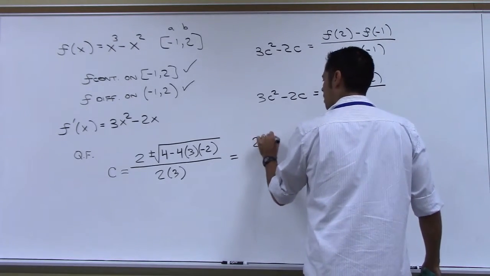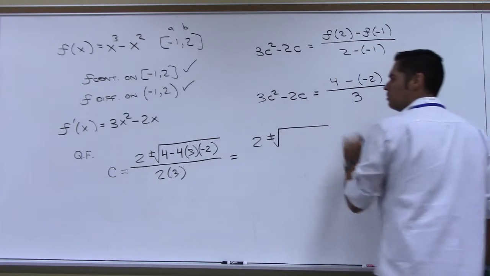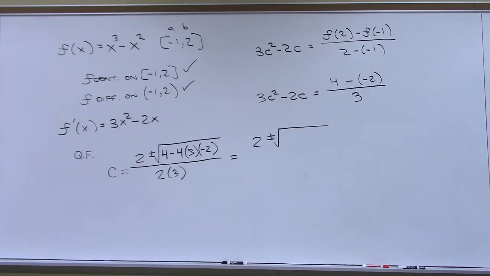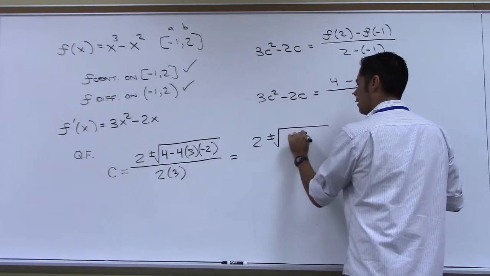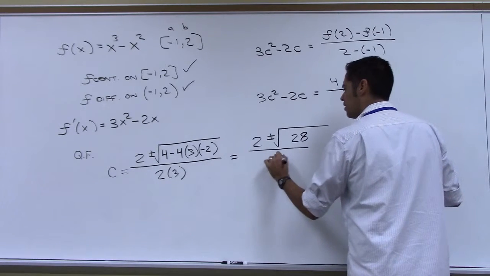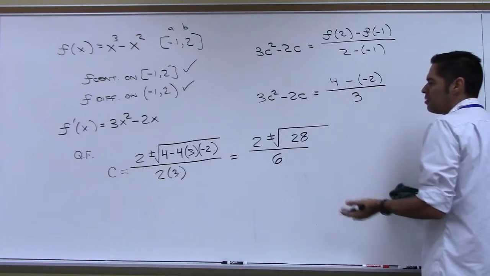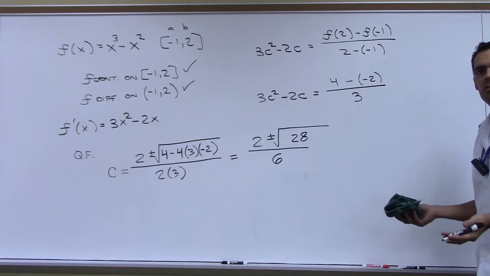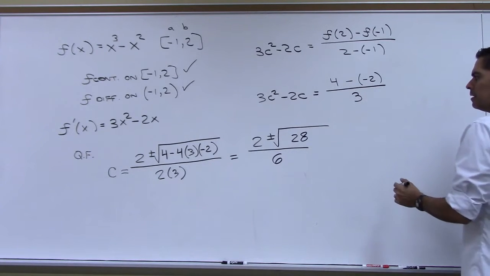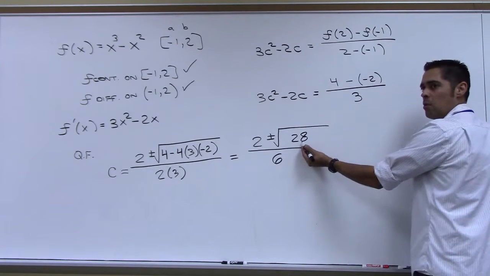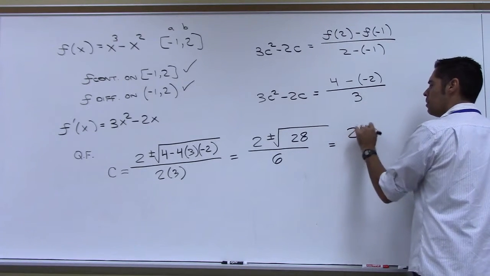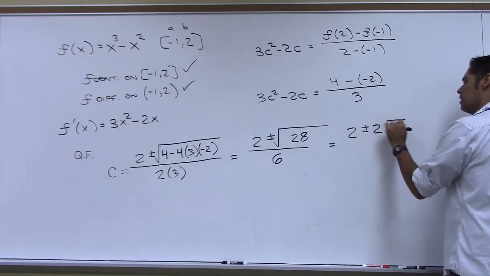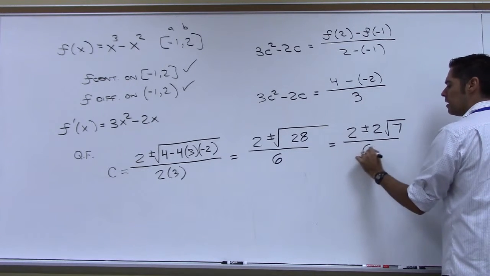So 2 plus or minus, what's underneath that radical when you do all that? 28. It's 28? Yeah, or 2 roots of 7. So 28 here over 6. And then you could go further and clean up the radical a little bit, right? It's, what, 7 times 4? So you can pull out a 2. So you got 2 plus or minus 2 root 7 all over 6.